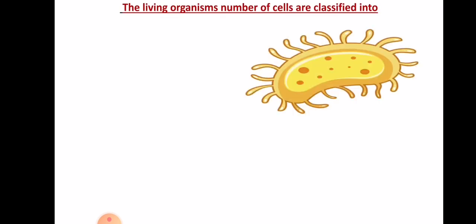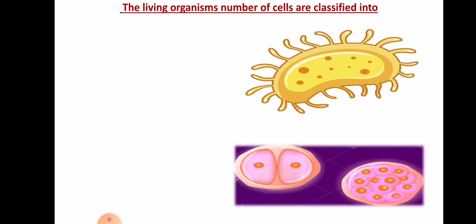The cells are classified into two groups. All the living organisms are classified into two groups. These groups are classified according to what? According to the number of cells. So again, all living organisms are classified into two groups according to the number of cells. We will see living organisms that consist of one cell, and this type of living organism is called a unicellular living organism.